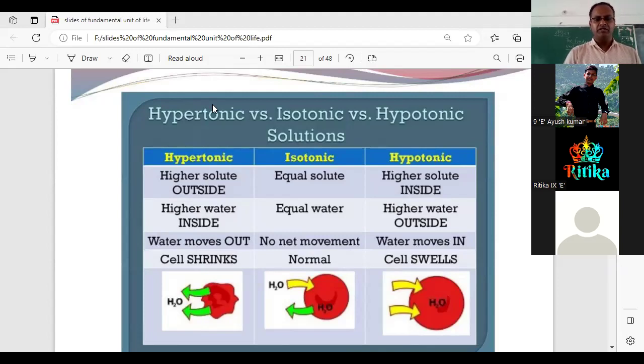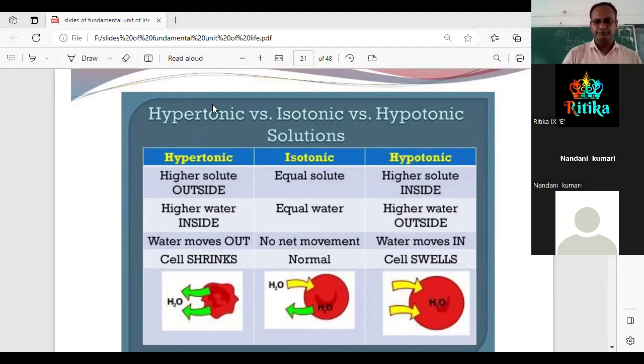Well explained. Now, Nandini, unmute yourself. Yes, sir. Nandini, differentiate. Sir, in hypertonic solution, water moves out of the cell, in hypotonic solution, water moves into the cell, and in isotonic, there is no net movement. In hypertonic solution, the cell will shrink, in hypotonic the cell will swell up, and in isotonic the cell will stay normal. Very good. Yes, correct. Nandini, very well said.